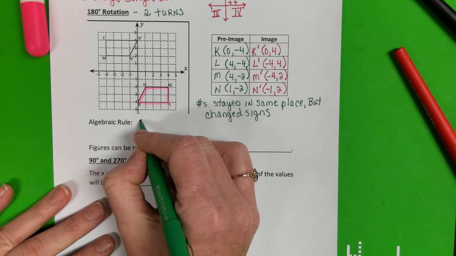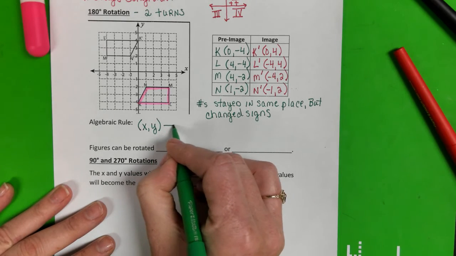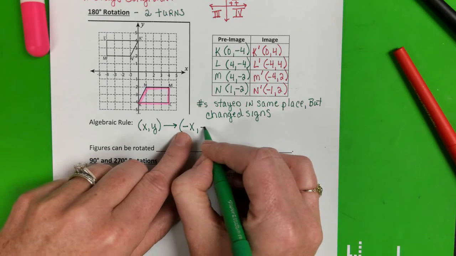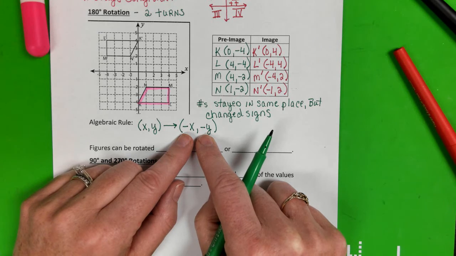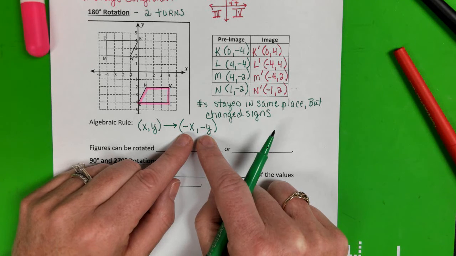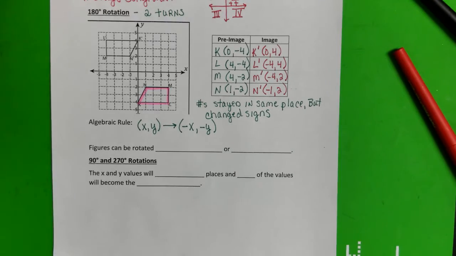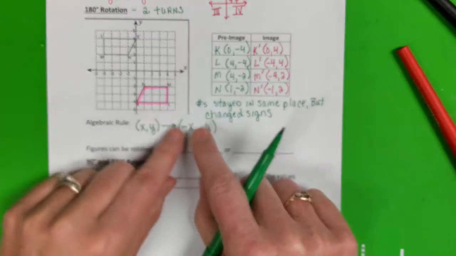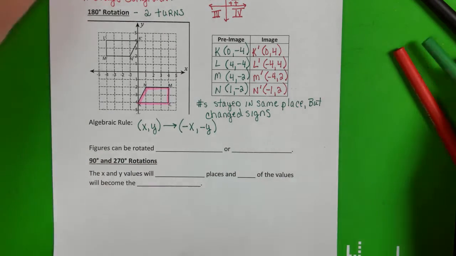And so a 180 rule is super, super easy. The algebraic rule would be that we take the original point, and then all we have to do is write the opposite. Remember, putting a negative sign means do the opposite value. Positive, negative, negative, positive. It's also like multiplying by negative 1. Okay? So 180 rules, super, super easy. And think about it, because we're doing 2 turns, both numbers are changing.